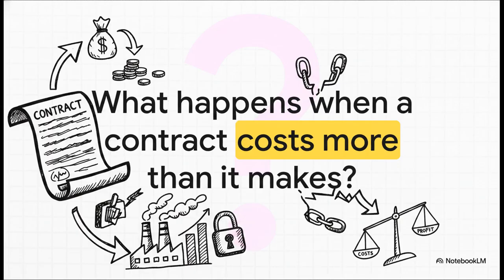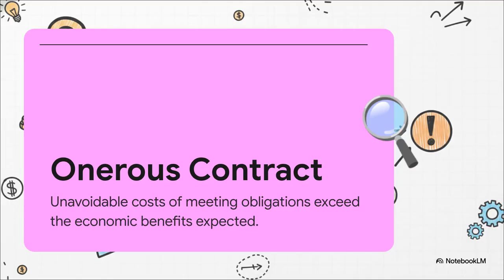You sign a contract expecting a nice profit, but maybe supply chain costs explode or market prices tank. Suddenly, you're locked into unavoidable costs. This is the exact definition of an onerous contract. It's a contract where the unavoidable costs of meeting the obligations exceed the economic benefits you expect to receive. If a contract becomes onerous, then the present obligation must be recognized as a provision. You measure it at the least net cost of exiting the contract, meaning the lower of the cost to fulfill it, or any penalties from just walking away.